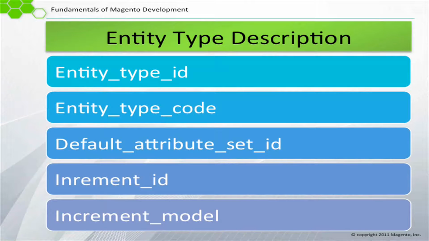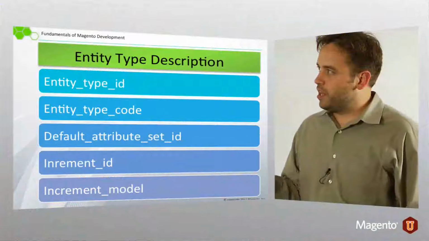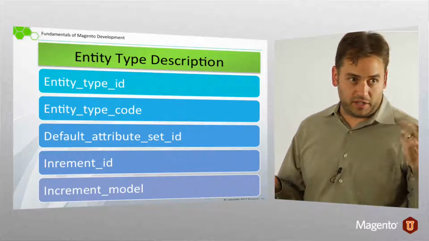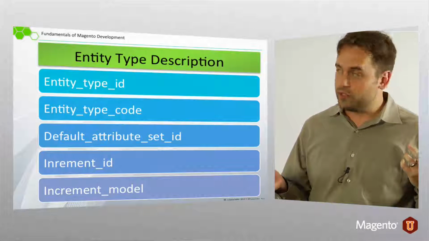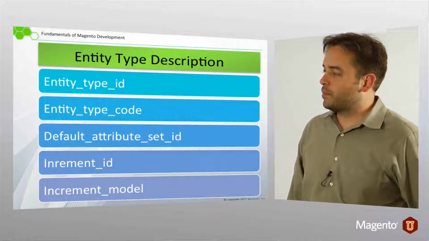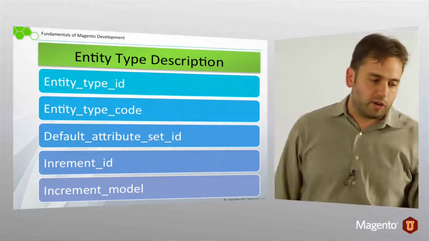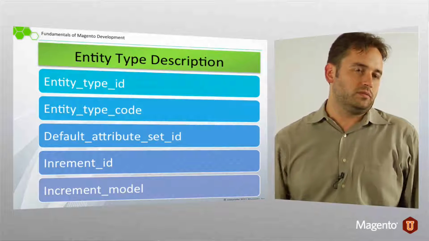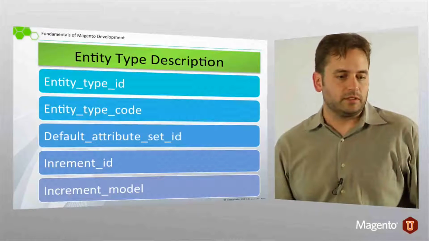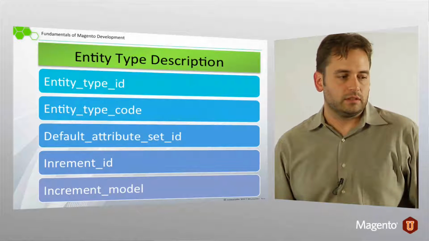And then abruptly shifting gears, jumping the gun. So the entity type description, the EAV entity type table, we get our primary key, and then we get a code that we use as an identifier, and this we'll actually use in upgrade scripts. We can specify a default attribute set, and the current increment ID and a specific increment model. I don't think we'll have time to look at that.